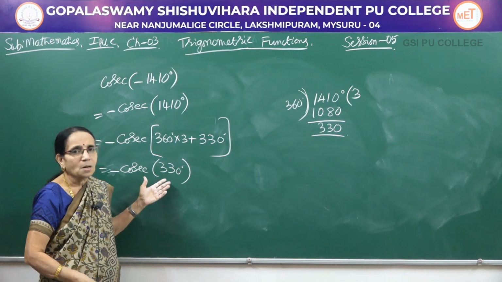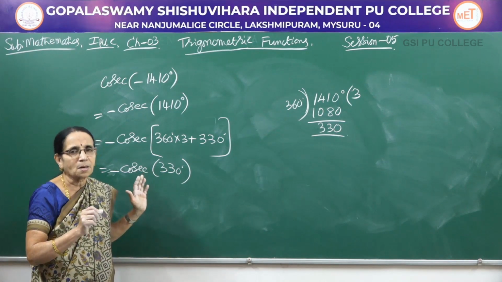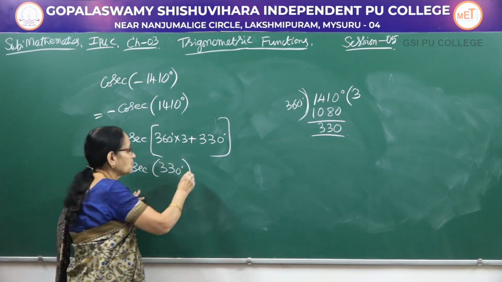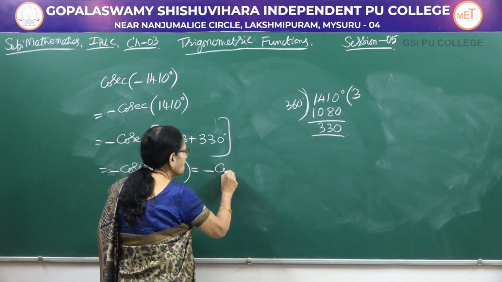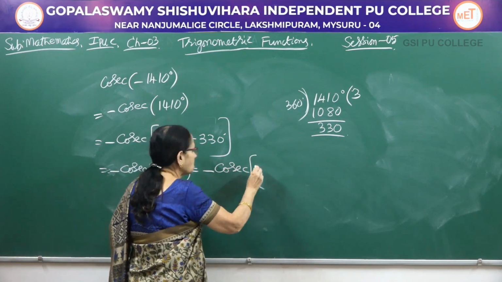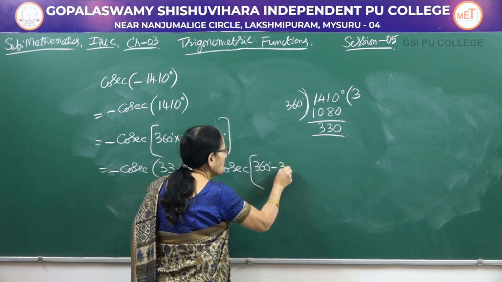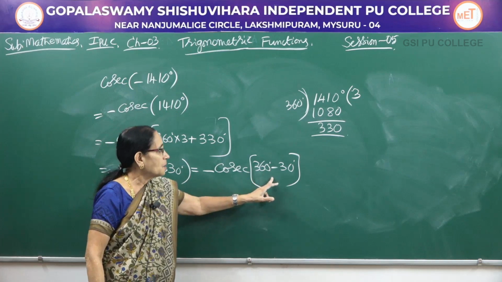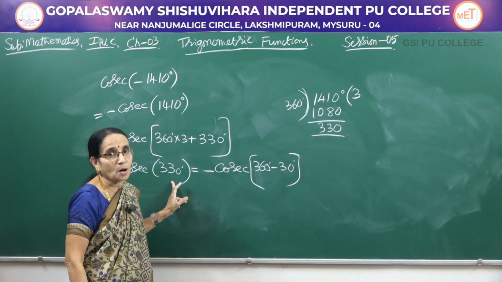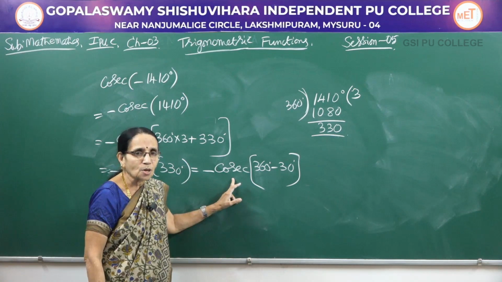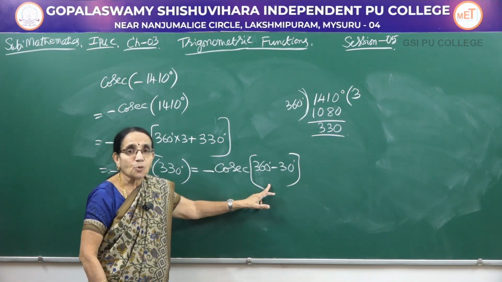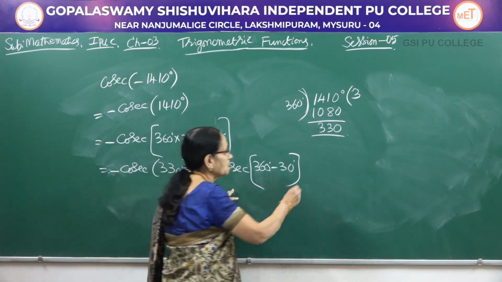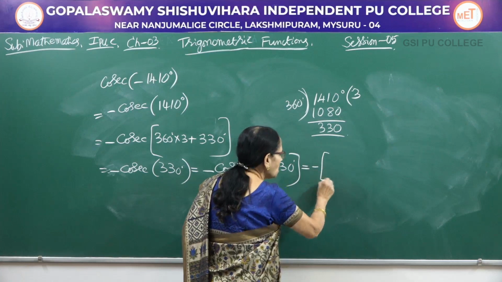So I prefer to express either using 180 degrees or 360 because there will not be any change of the function here. Therefore, let me write it as minus cosecant of 360 minus 30 degrees. Now, I am discussing an angle in the fourth quadrant. Look at the ratio. The ratio is cosecant, and the angle is in the fourth quadrant where cosecant is negative. But already we have got a minus sign here.